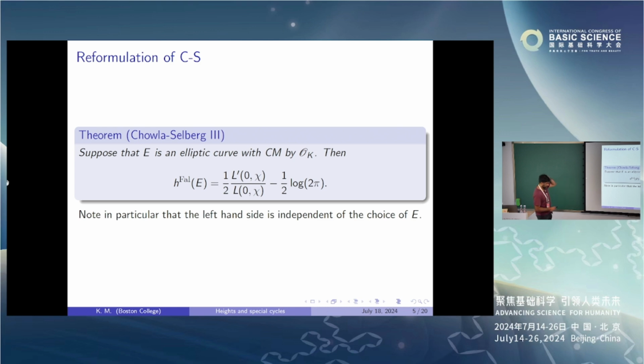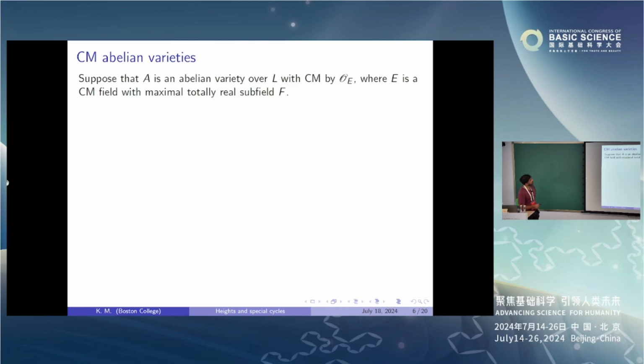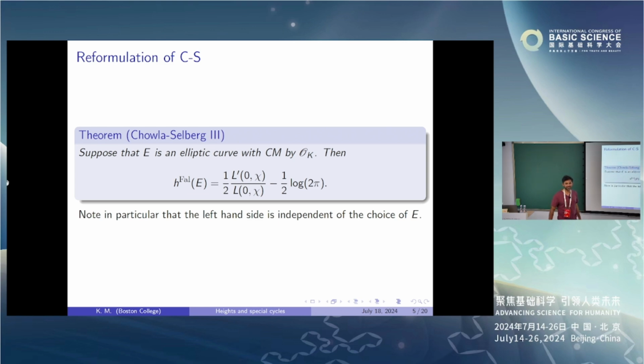So note in particular the left-hand side. Because the right-hand side is independent of the choice of elliptic curve, it tells you that the left-hand side is also independent. This is not so hard to see for elliptic curves, but we'll see later that when you generalize, this is a non-trivial thing. Questions? Oh, it's the Dirichlet character for K. It's the quadratic character associated with the quadratic field. So it depends only on K.